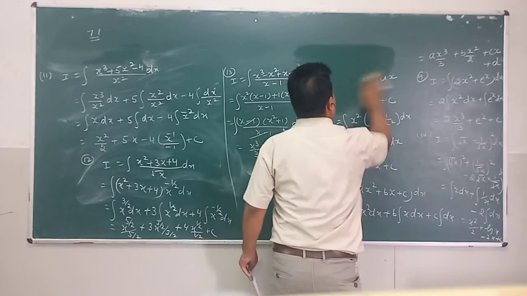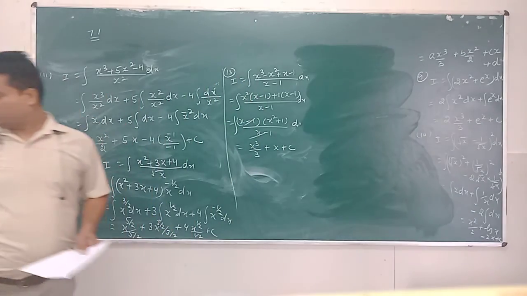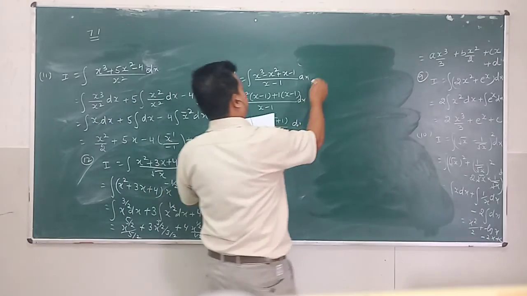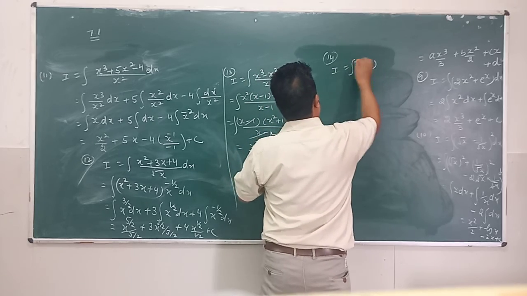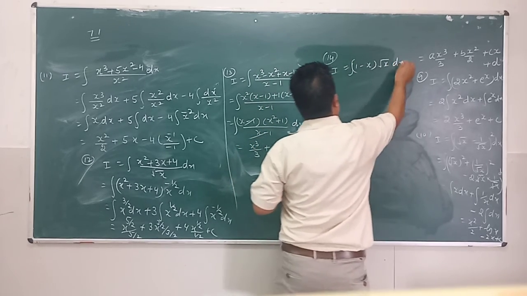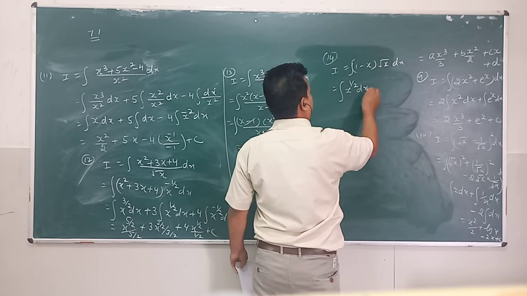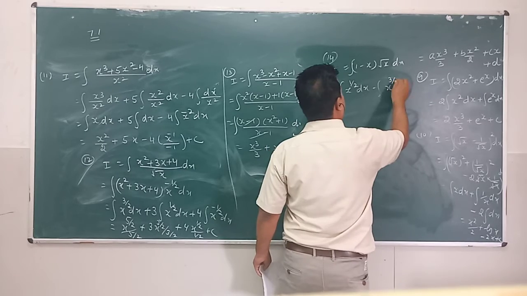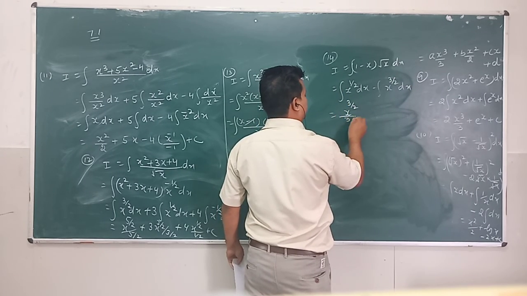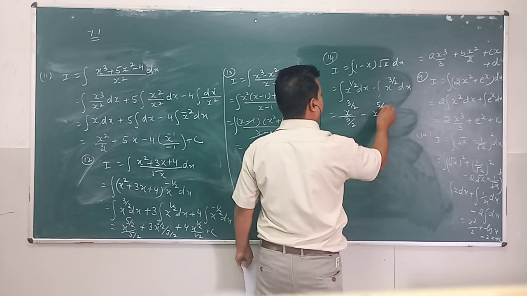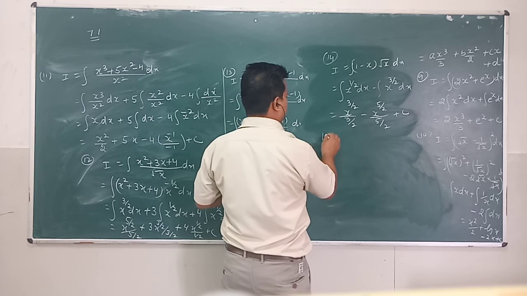In the next question, question number 14, the statement is I is equal to (1 minus x) into root x. When we multiply root x, this becomes x power 1 by 2, and this is 1 plus half, which is 3 upon 2. So its integration is 3 upon 2, and its integration is 5 upon 2, plus c. This is the answer of this question.